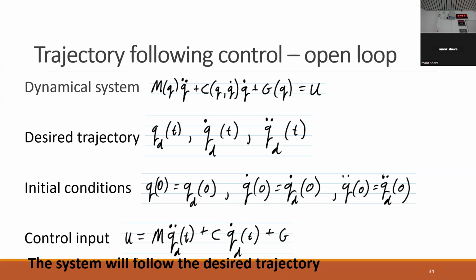Then, if we take the control input to be M qd double dot plus C qd dot plus G, which is identical to the dynamical system, but only with the desired trajectory, then the system will follow the desired trajectory.